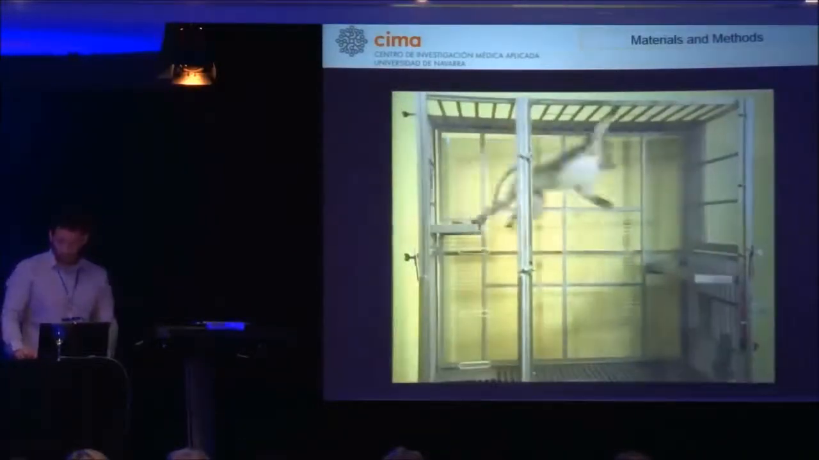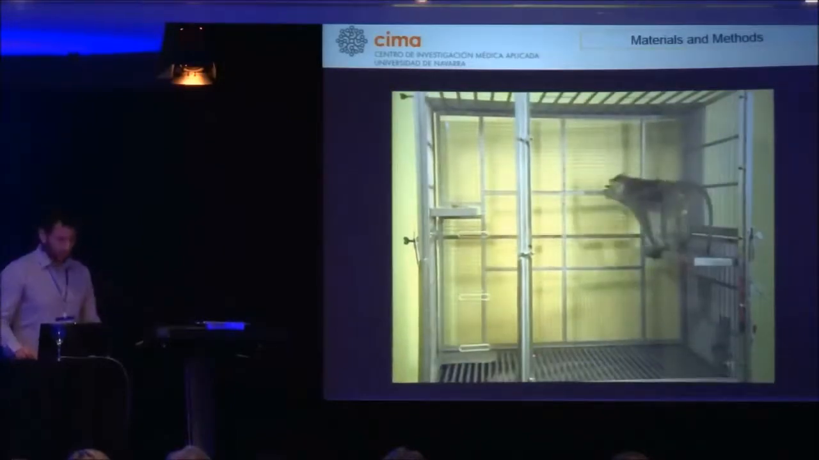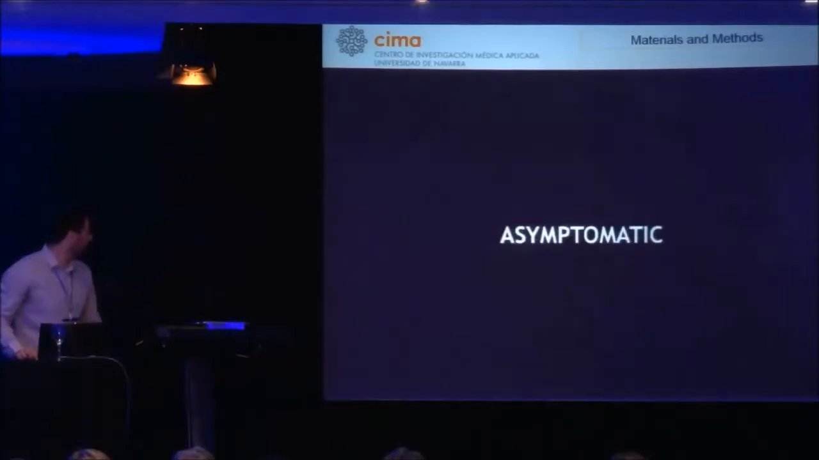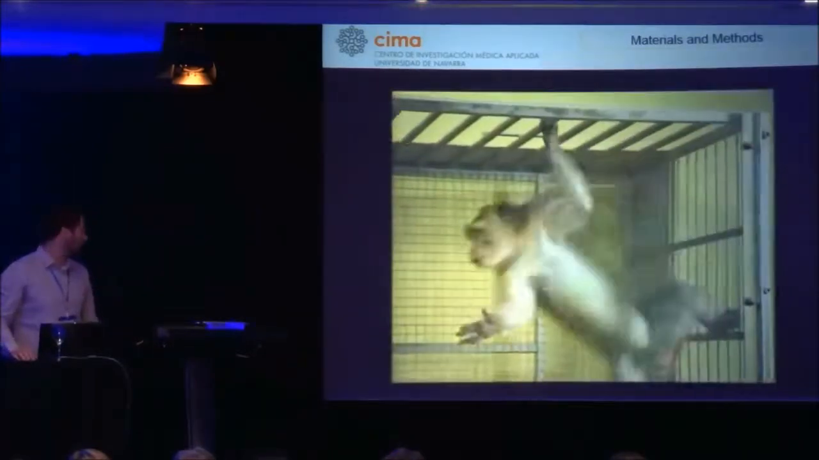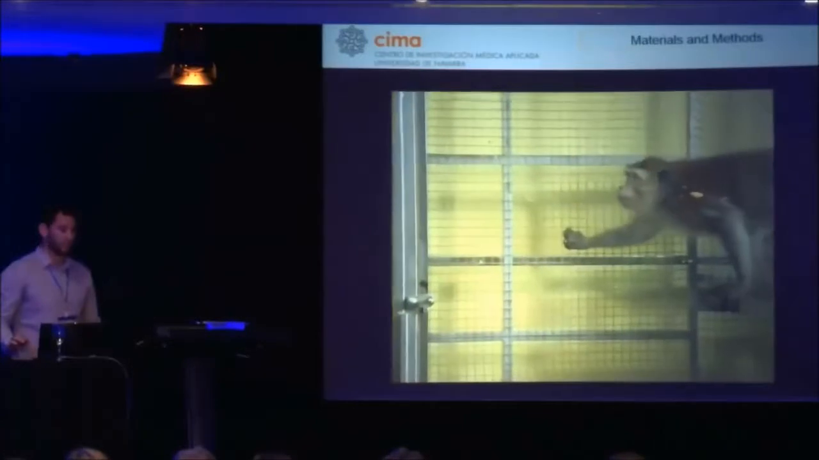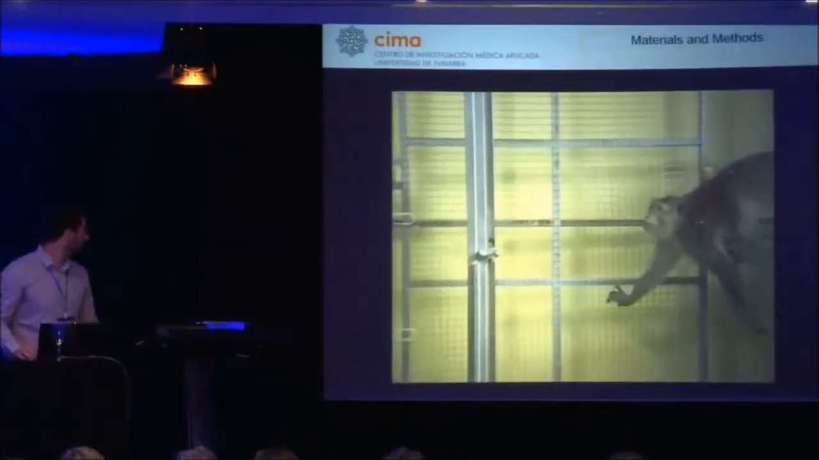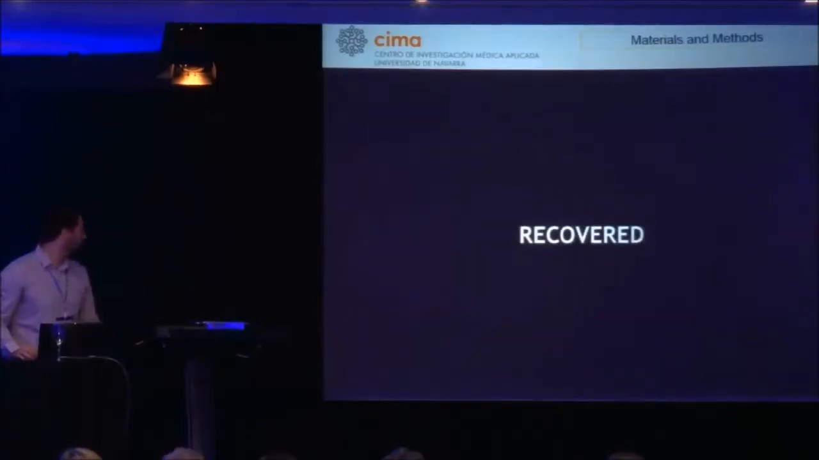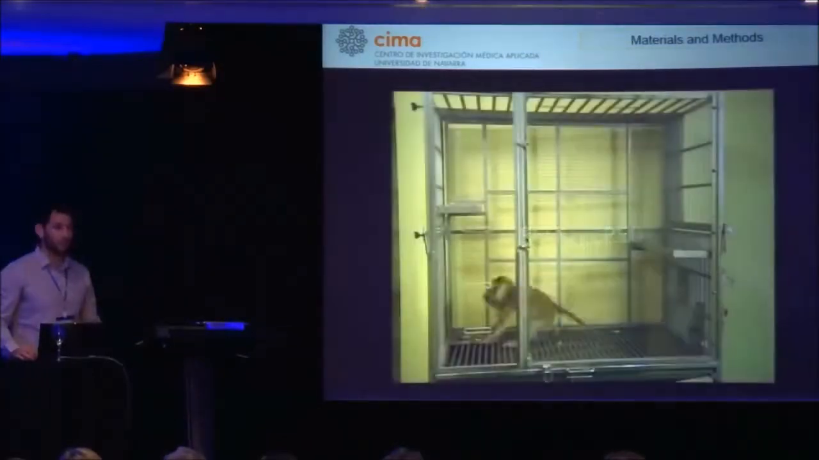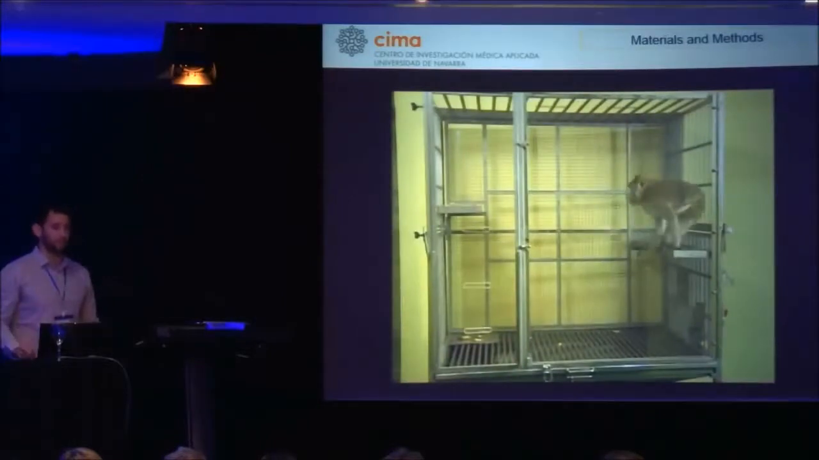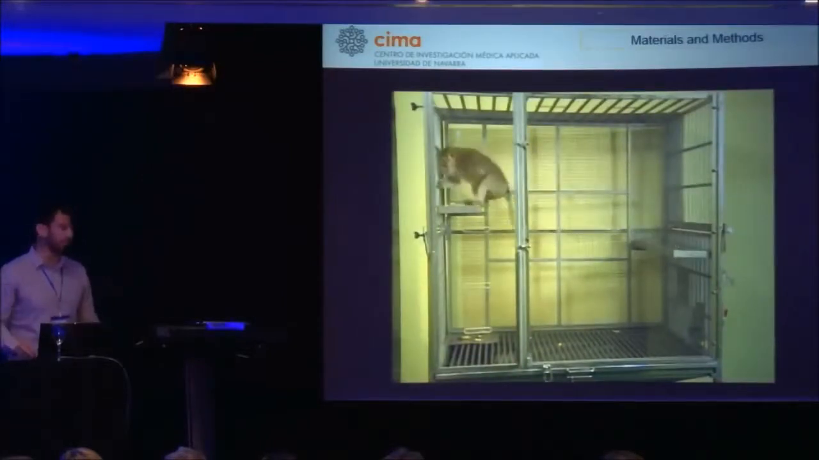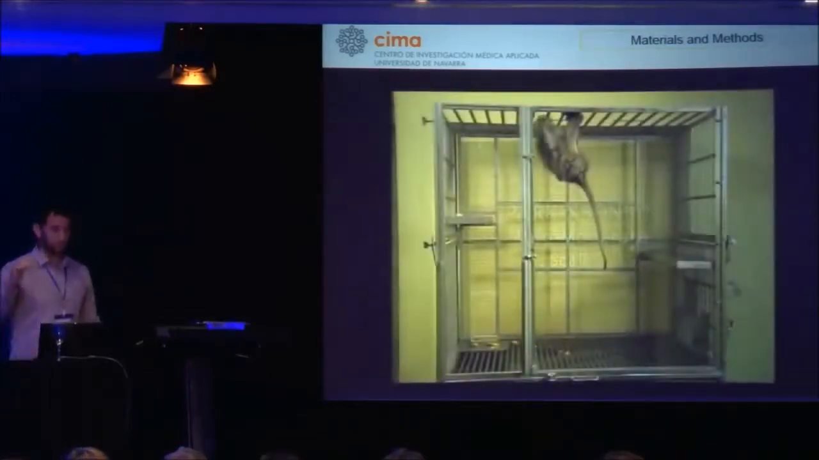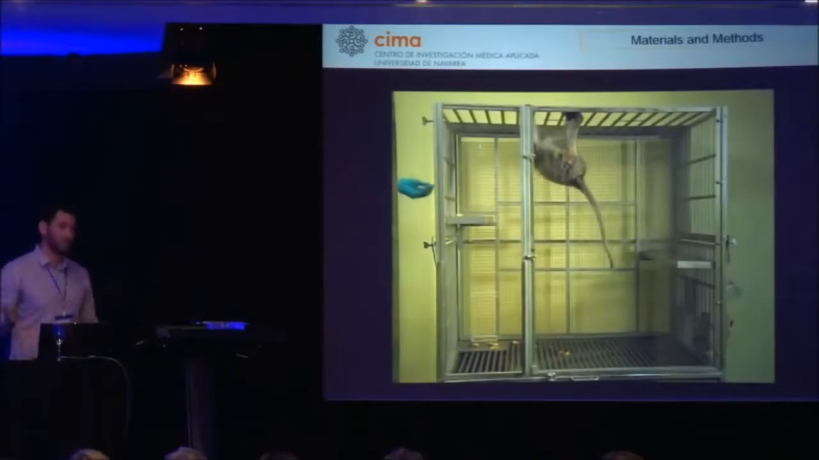This is the basal state, and as you can see, this monkey can be freely moving and without any problem. The same happened with the asymptomatic states. This is the current scale at 0. As you can see, it also moves. The recovered monkey is a monkey that has been previously Parkinsonian, has received the good amount of dose for being Parkinsonian and then recovered.